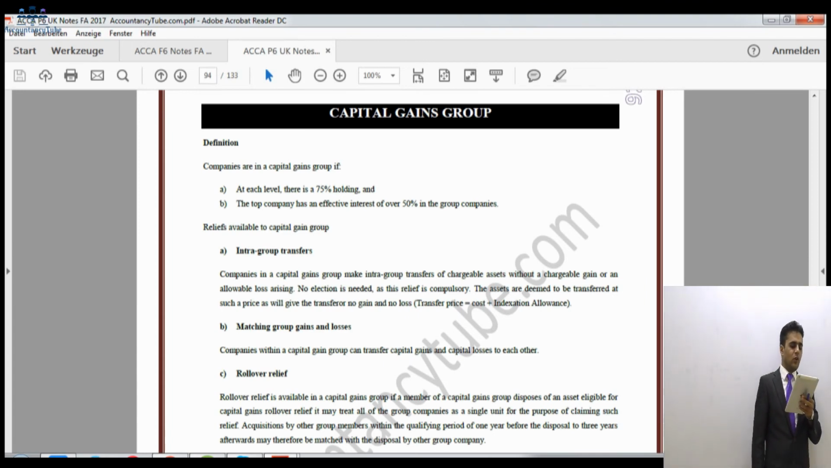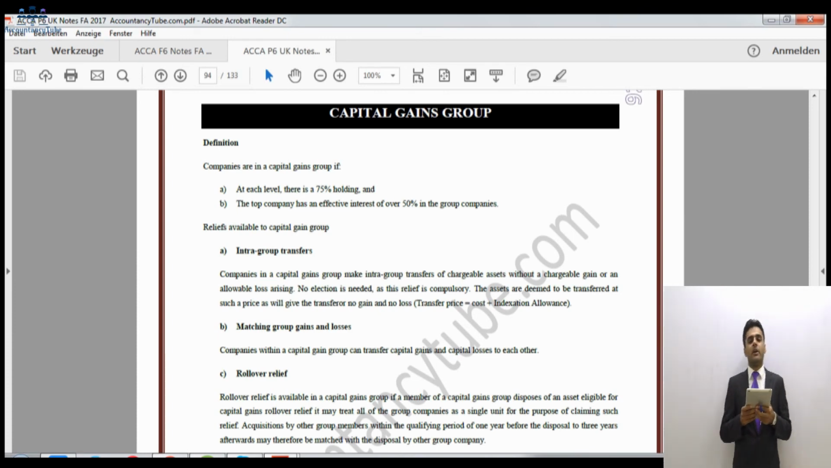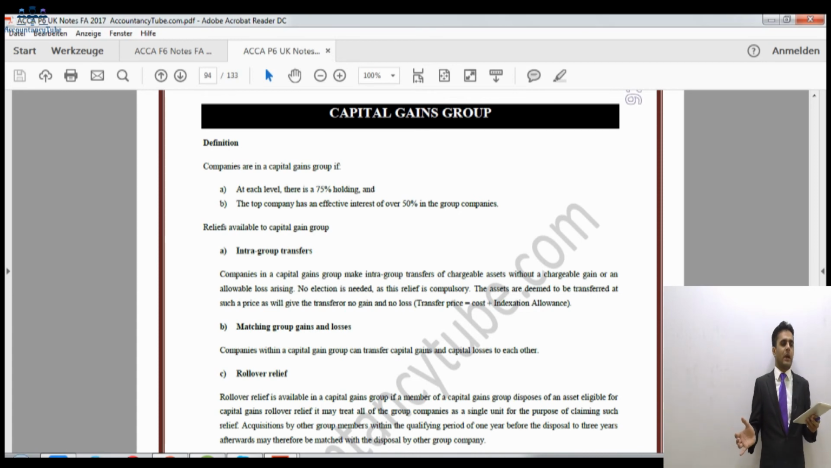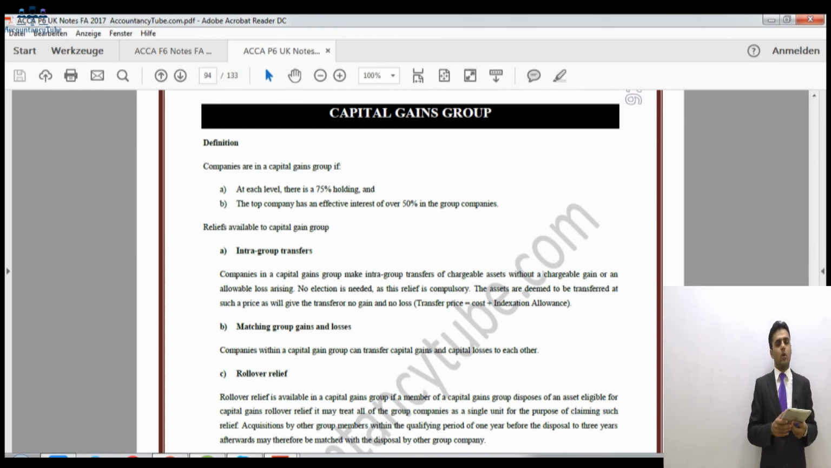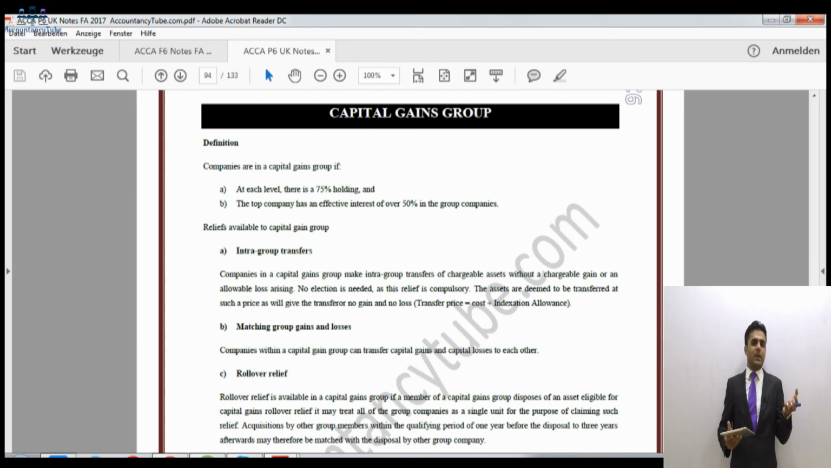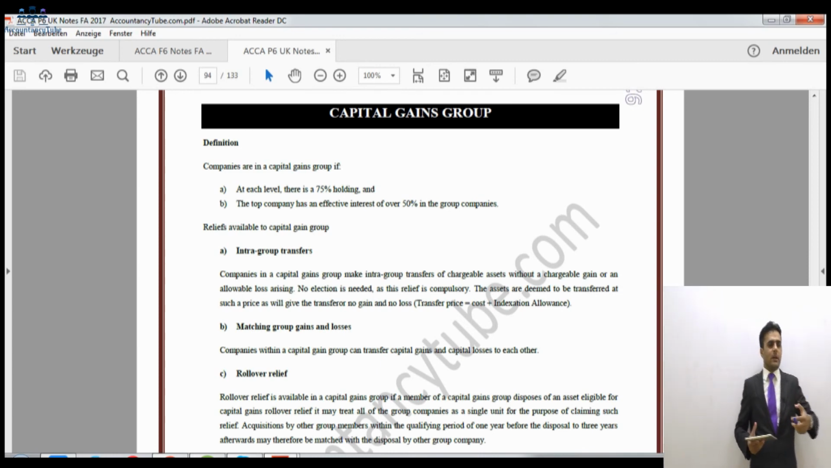And just beneath that, it says degrouping charge of a company leaving the group. Now, say for example, as I said earlier as well, within the capital gains tax group, one company will be transferring assets to another company without the capital gains tax being charged. So it will be at no gain, no loss. However, if one company has transferred an asset to another company, and the transferee company where the asset was transferred leaves the group, then the degrouping charge will arise. But there is a certain minimum period in which if they leave, then the degrouping charge will apply.